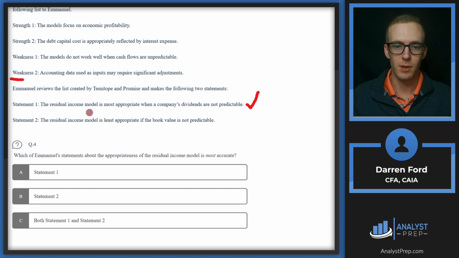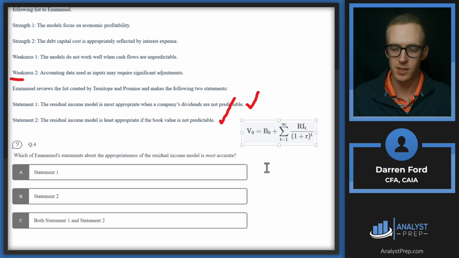The main gist is the residual income model is looking at that profit above cost of capital. And so the dividends and cash flows not being predictable are not as big of a deal in this type of model. And then statement 2, the residual income model is least appropriate if the book value is not predictable. This is also going to be a correct statement. The book value is a pretty key input, as we can see in the residual income model, we've got book value right here. So if the book value is bouncing around a lot, that's going to change the value a lot, which may not reflect the actual market value. And so we can go with answer C, both statements are correct.